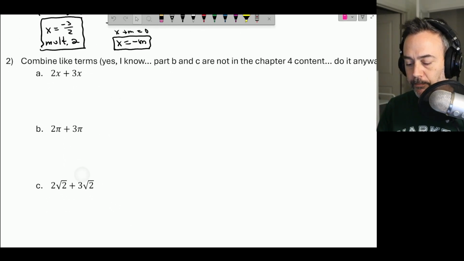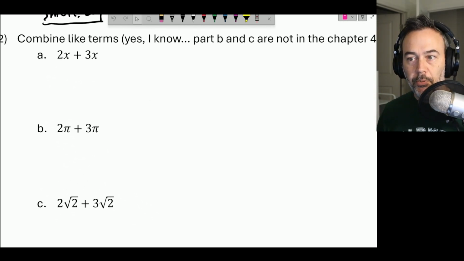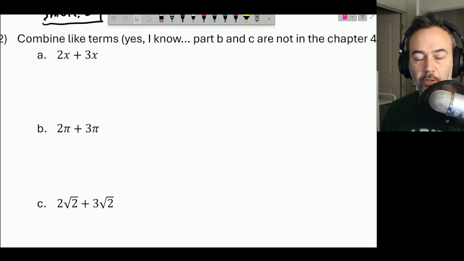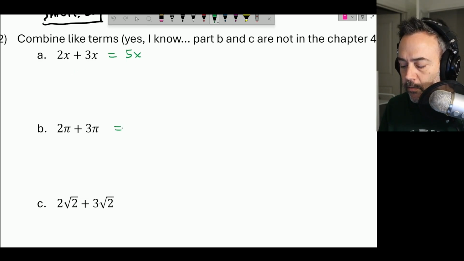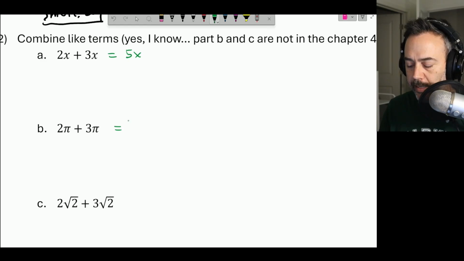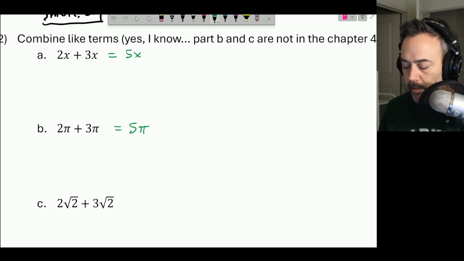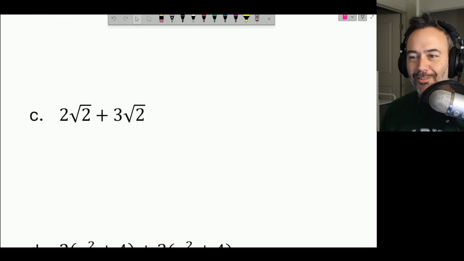Combine like terms. Yeah, I know. Not all these are going to be ones that are actually on the test. Not all of these are ones we've talked about before, but I want you to know the pattern. Okay, this is equal to 5x. I know you know that. Well, when it's pi, just think of pi as x, so it's 5 pi.